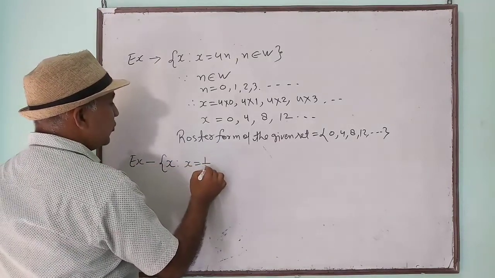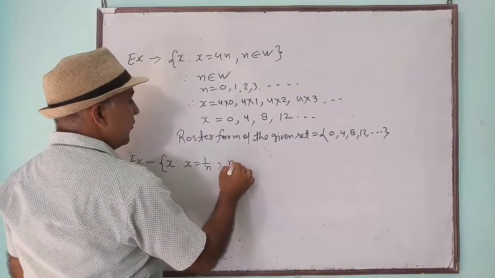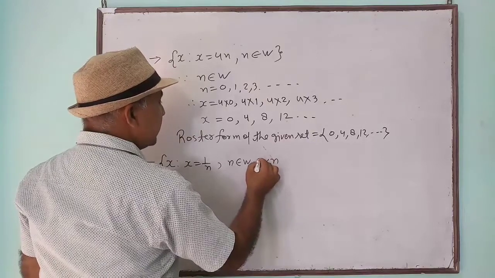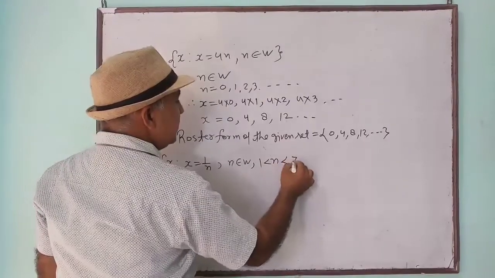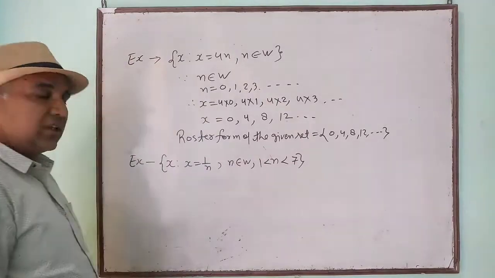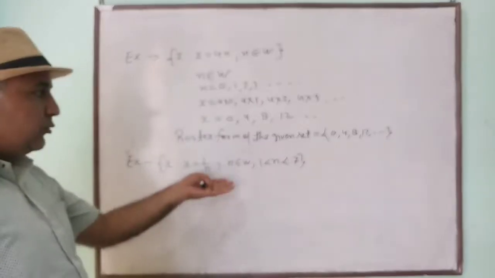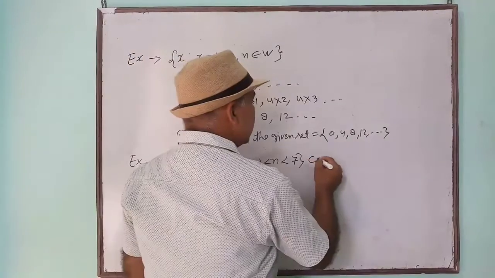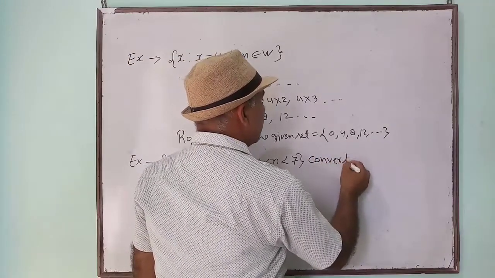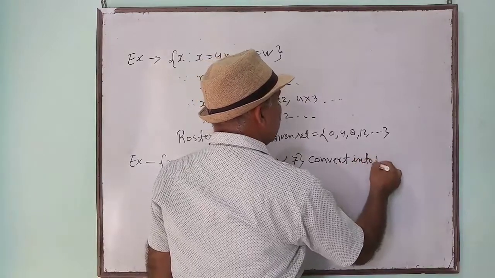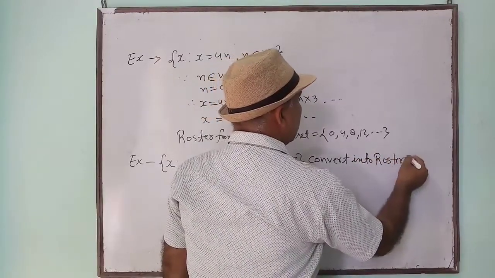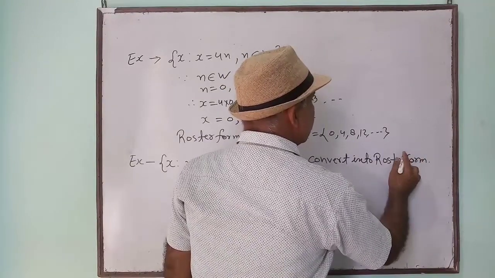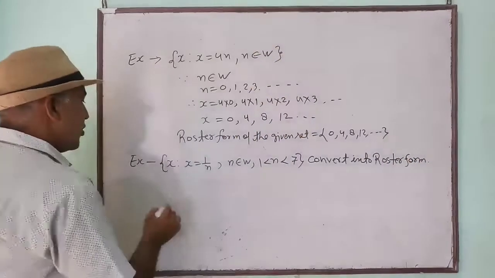Suppose x is equal to 1 upon n, where n is whole number and n is greater than 1 and less than 7. This is the set given to you and you have to convert it into roster form. What is the question? Convert into roster form. Okay, so how will you solve it?